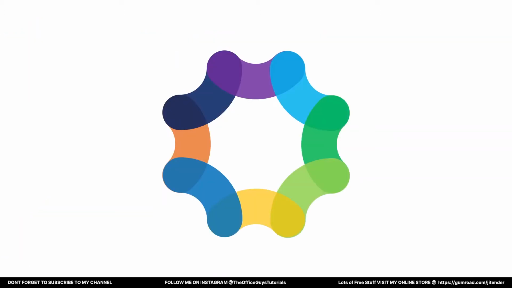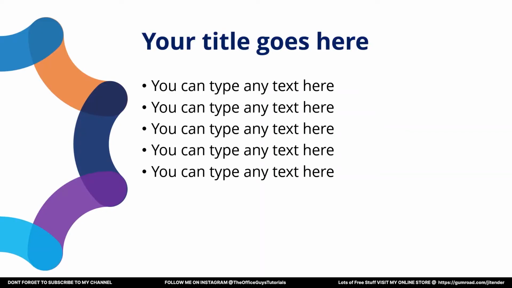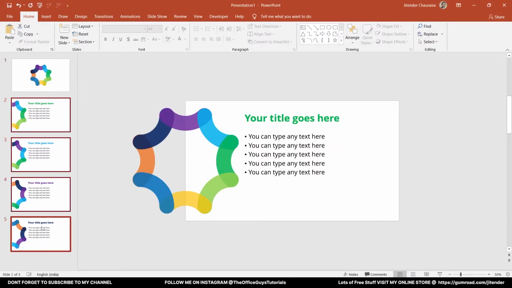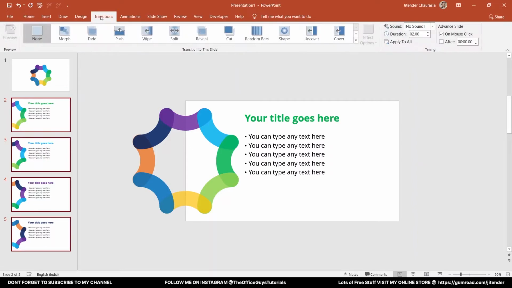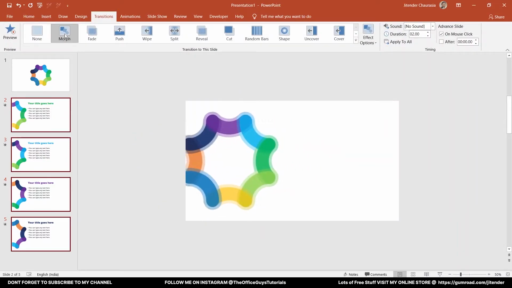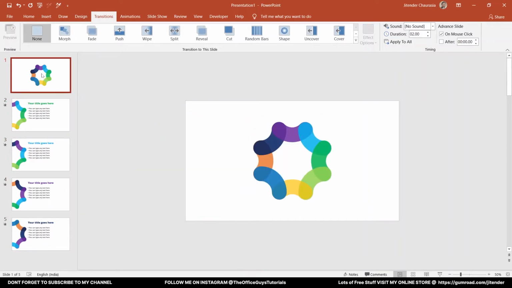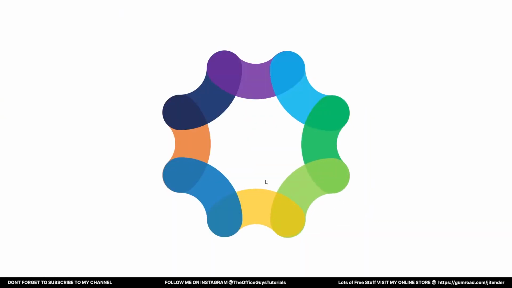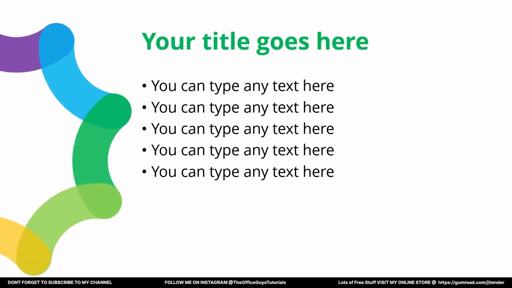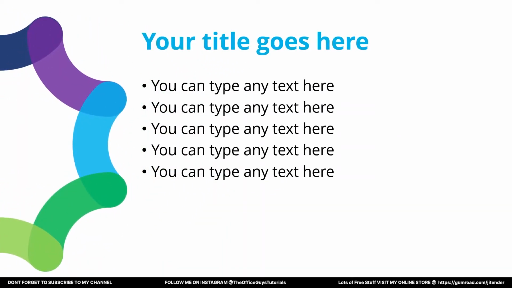So one thing you can notice, there is no animation here, there is no transition. So what I'm going to do is very easy. So you come to transition tab, and if you are able to see morph here, you just have to press it, and you're good to go. You need not worry for anything. So you can see your first slide, second slide, third slide, fourth slide, fifth slide.